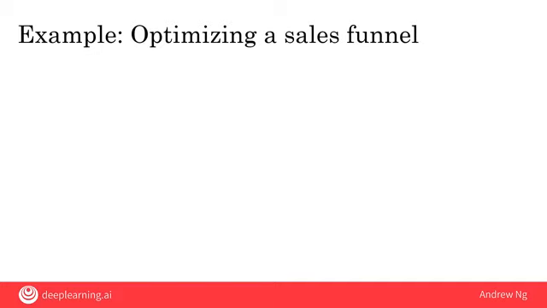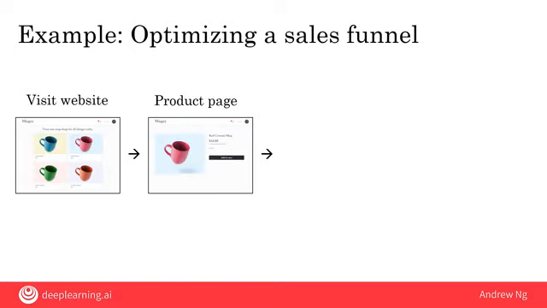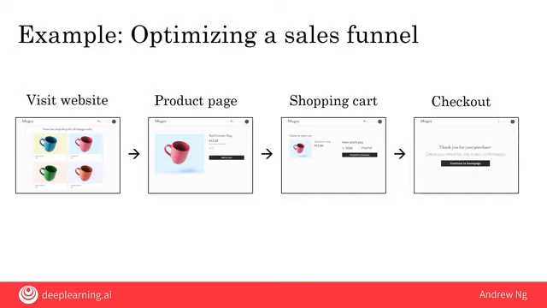As our running example, let's say you want to optimize a sales funnel. Say you run an e-commerce or online shopping website that sells coffee mugs. And so for a user to buy a coffee mug from you, the sequence of steps they'll usually follow: First, they'll visit your website and take a look at the different coffee mugs on offer. Then eventually they have to get to a product page, and then they'll have to put it into their shopping cart and go to the shopping cart page. And then they'll finally have to check out.